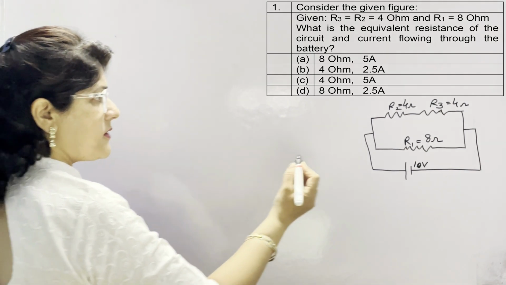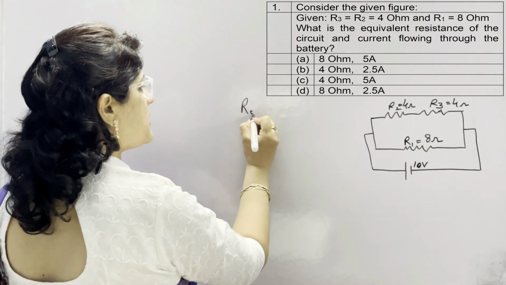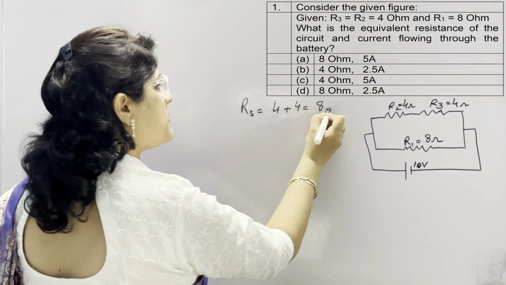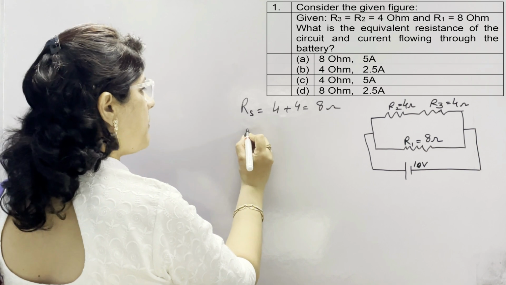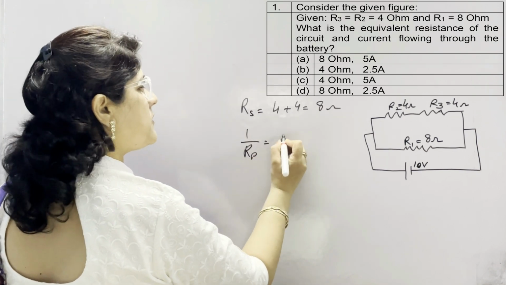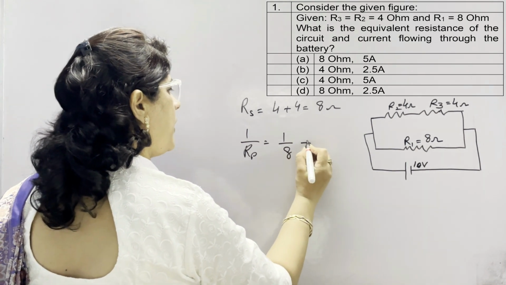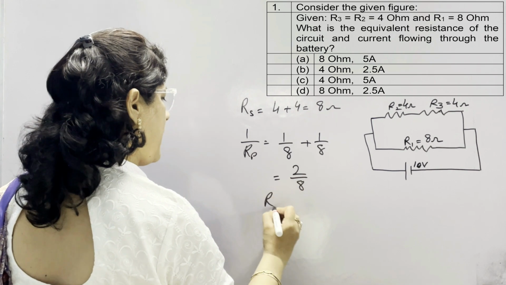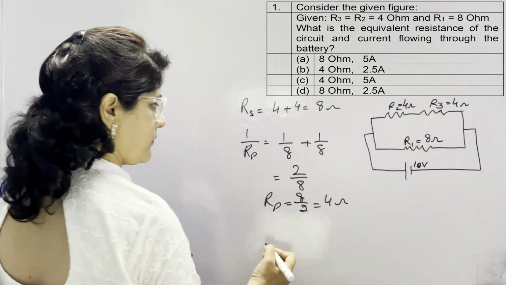So first, the equivalent resistance. We can easily see that these two are in series, and we know that in series combination we just need to add these two values, 4 and 4. It means 8 ohm is the combination of these series resistors. And then parallel: 1 upon Rp is equal to, this 8 and this 8 are in parallel, 1 upon 8 plus 1 upon 8, it means 2 upon 8. So the parallel combination is 8 upon 2, it means 4 ohm.